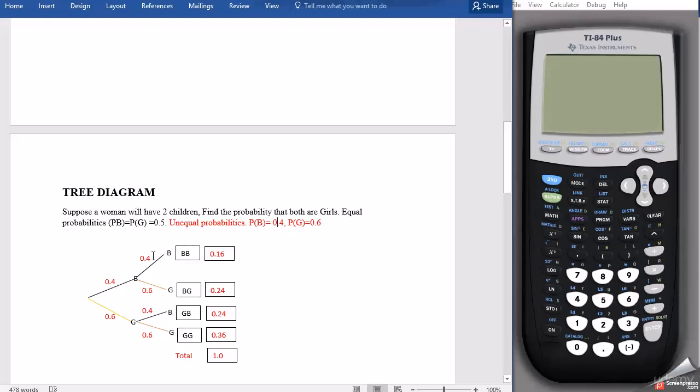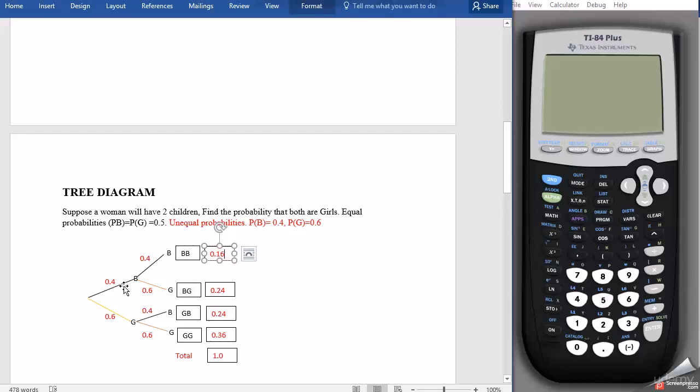Okay, now and again, the probability of getting a boy after a boy is 0.4. Probability of getting a girl after a boy is 0.6. Probability of getting a boy after a girl is 0.4 and probability of getting a girl after a girl is 0.6. So now you can see BB right here. The probability is going to be the product of the two probabilities. 0.4 times 0.4, that's 0.16. That's what we have here.